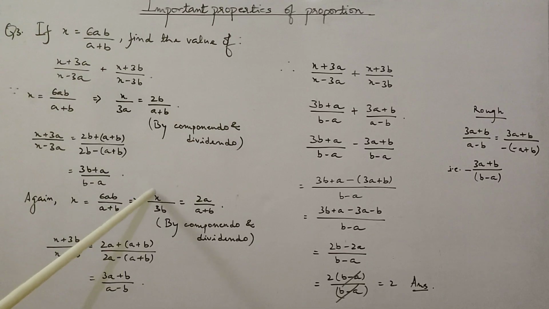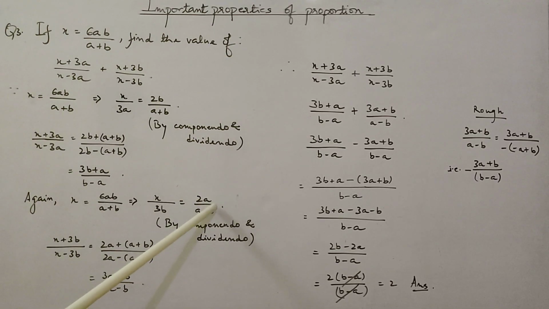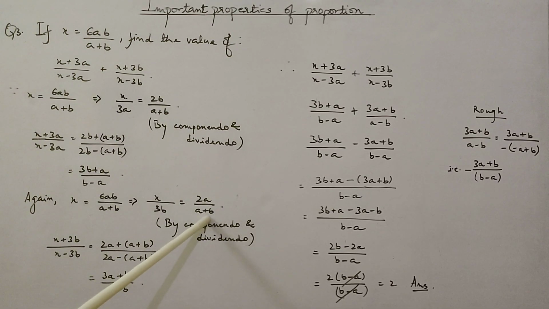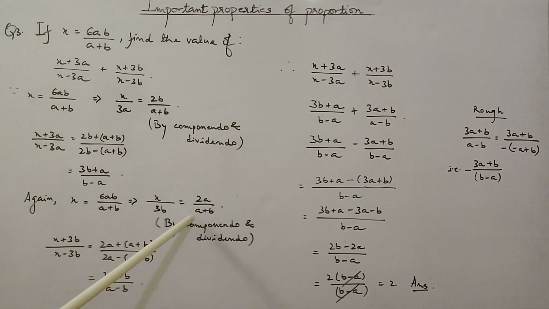Now again, by applying componendo and dividendo on both sides, it will be x plus 3b, that is the sum of the first two terms, upon x minus 3b, that is the difference between first and second term, equal to again the sum of the first term and second term, that is 2a plus (a plus b), and then the denominator, the difference of the first and second term, that is 2a minus (a plus b).